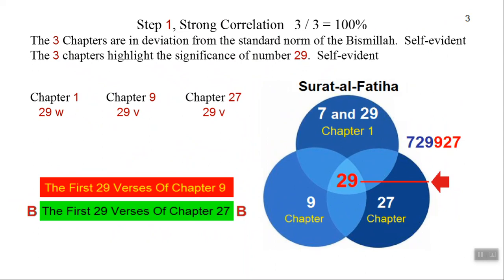The main points of the first step are the following. The 3 chapters are in deviation from the standard norm of the book and the Bismillah. This is self-evident. The 3 chapters highlight the significance of number 29. This is also self-evident. And the correlation between the 3 chapters is 3/3, which is 100%.